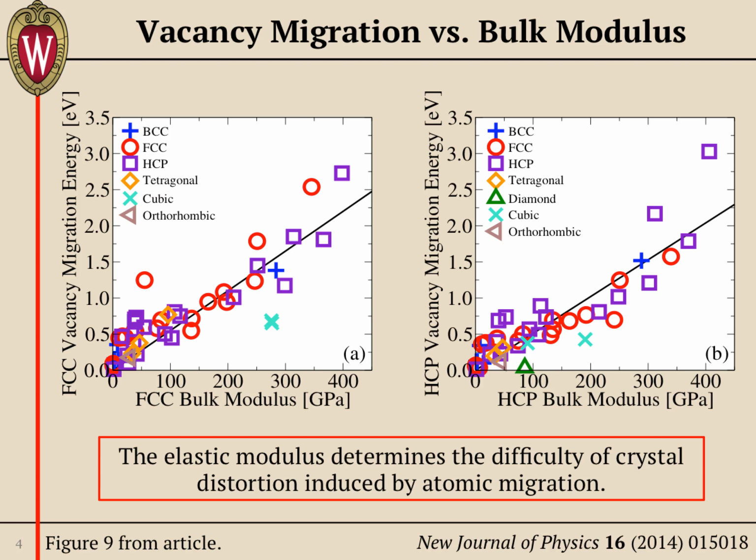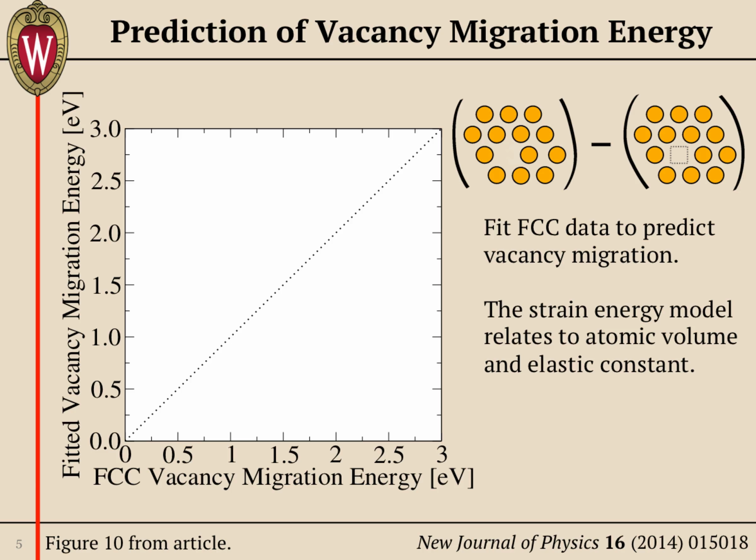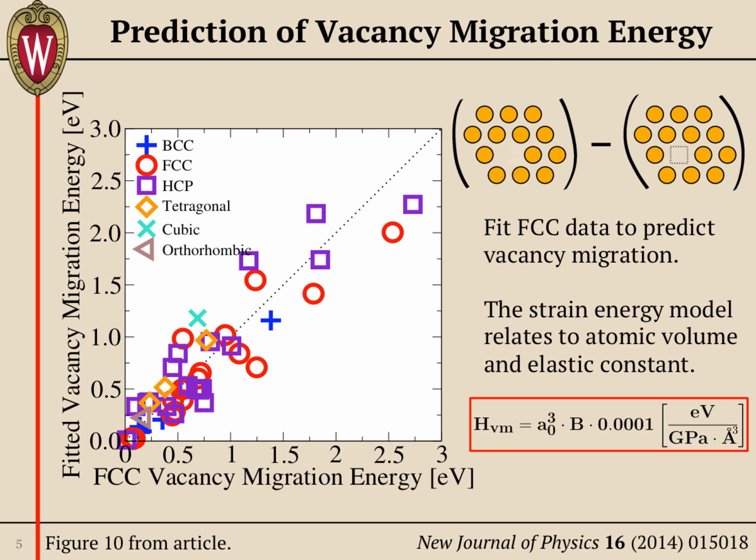With our large collected database, we set out to create a predictive model for FCC vacancy migration. We utilized a strain energy model to relate the vacancy migration energy to the lattice constant and bulk modulus. This plot shows our predicted vacancy migration energy on the vertical axis compared to our calculated vacancy migration energies.